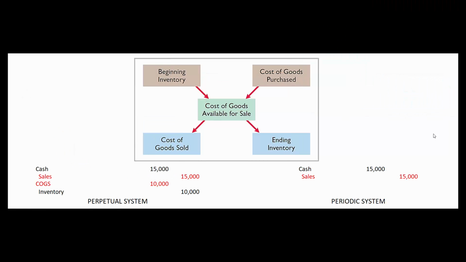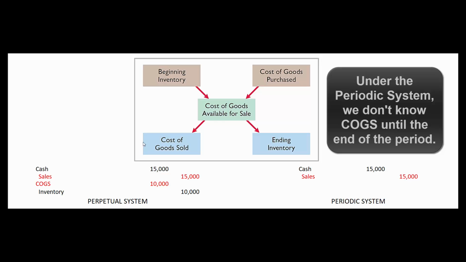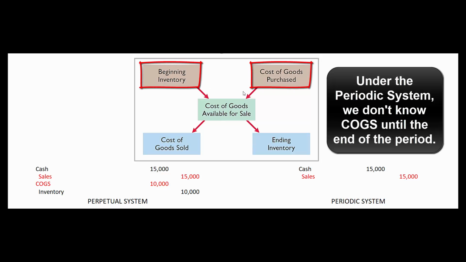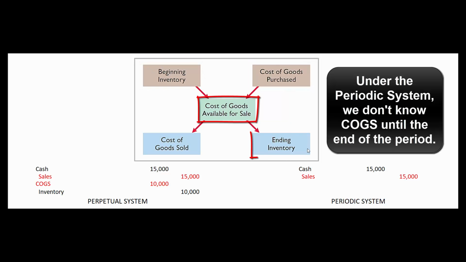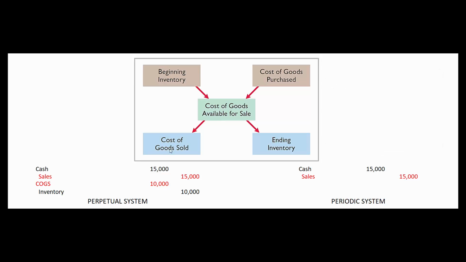On the other hand, if we're in the periodic system, we make no effort to update cost of goods sold and inventory during the period. We wait until the end of the time, and then we take our beginning inventory plus the cost of goods purchased to give us total cost of goods available for sale. We subtract that ending inventory number, which we just took, and that gives us our cost of goods sold. So at the time of sale, there's just one journal entry under the periodic system, debit cash, credit sales. But whether we're using the periodic system or the perpetual system, we need to know which unit we just sold.